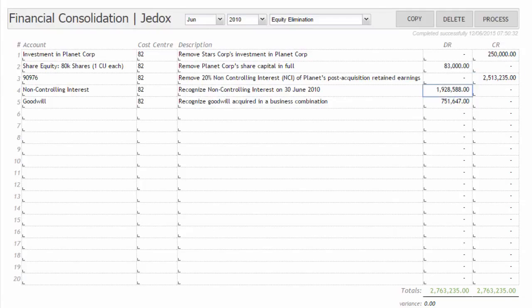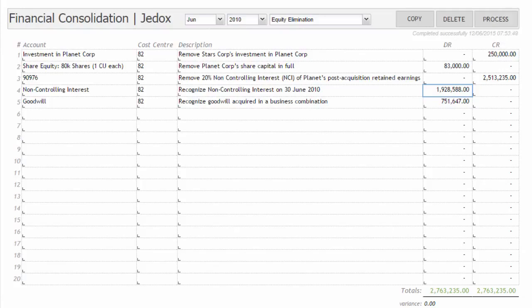The next step is to recognise the non-controlling interest as at the 30th of June, which is the reporting date, of the 1.9 million. Finally, we need to recognise the goodwill as part of this transaction of the business combination. And typically goodwill, from an accounting sense, when we're doing eliminations, is the balancing item between all the other items above. So once we've got the entries in, our transaction is now balanced. We've got green lights and we've got zero variation. We can now go about processing this into the balance sheet.